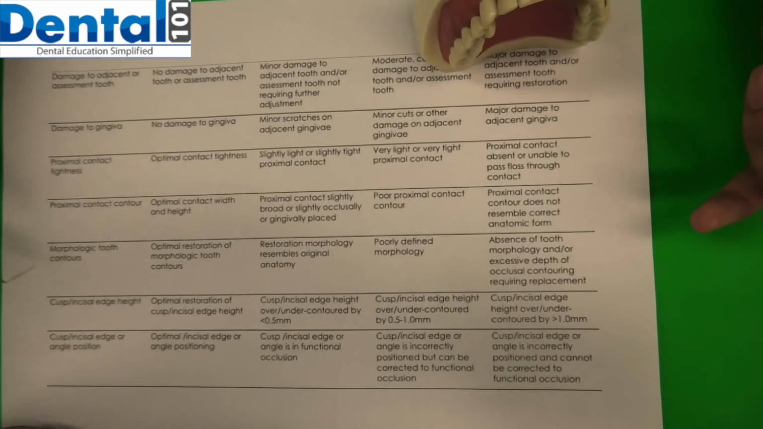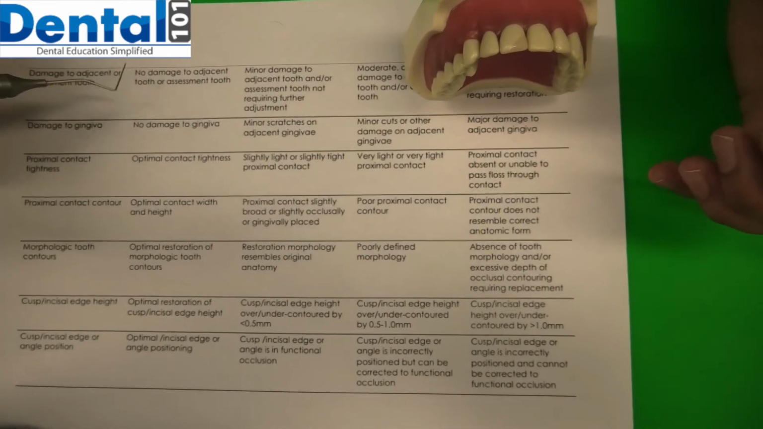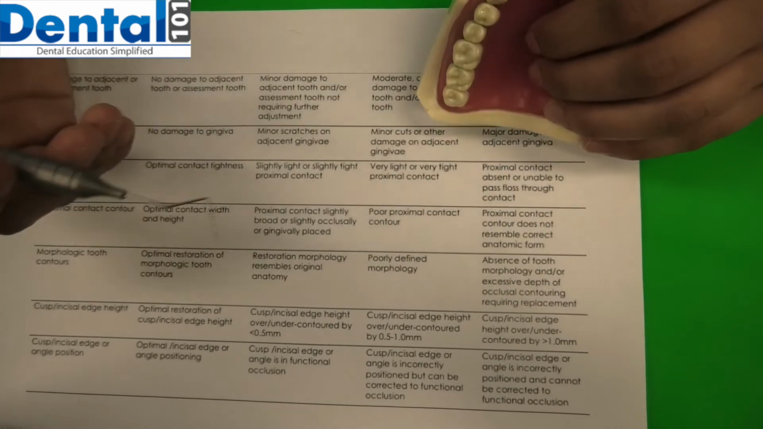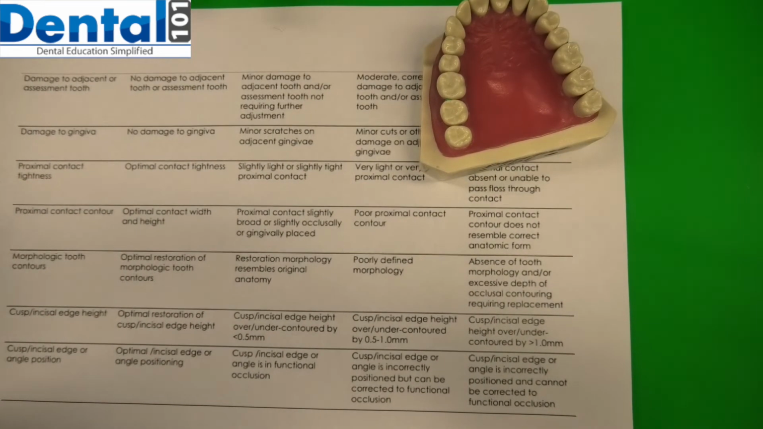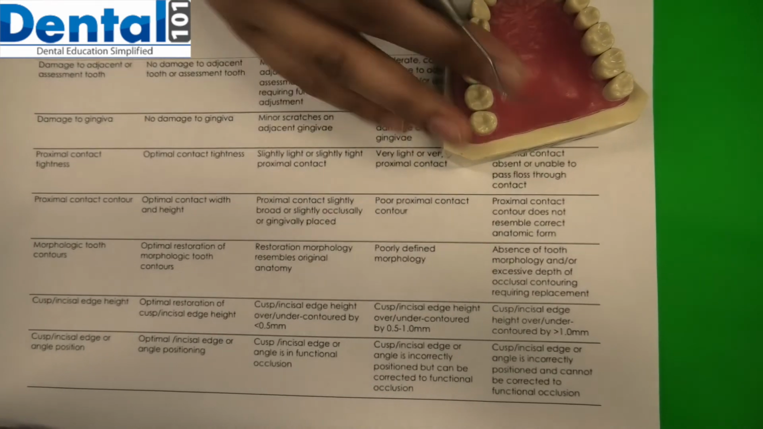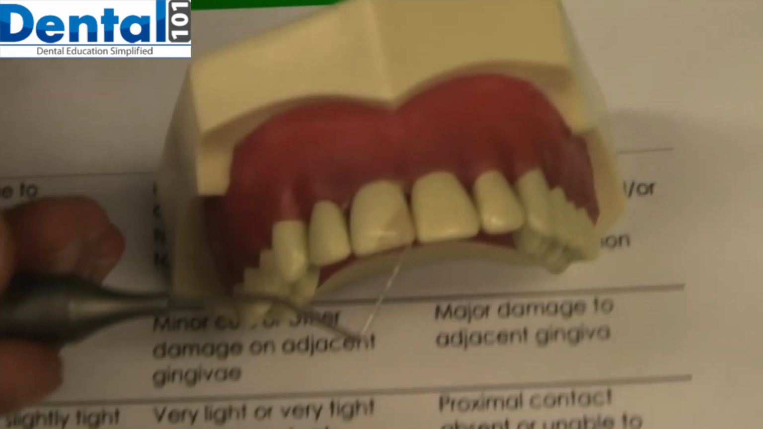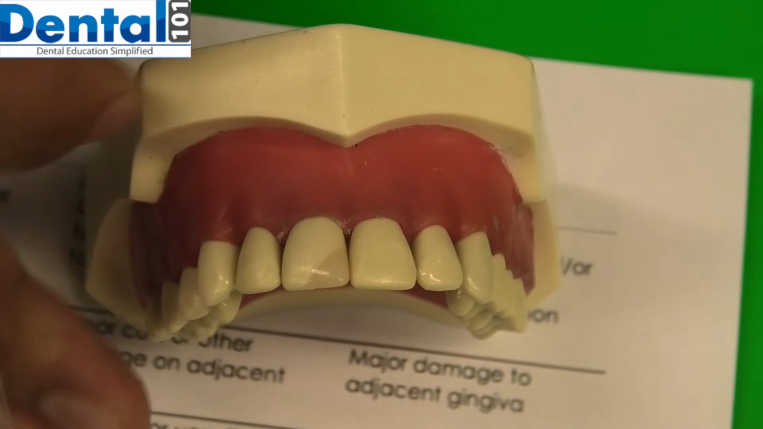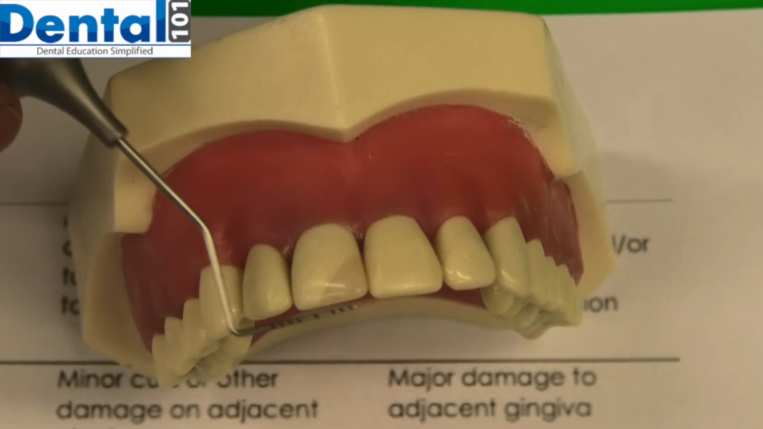And then we move to the next, morphologic tooth contours. According to the morphology, if your restoration has optimal restoration of morphological tooth contours, especially in the back teeth and the overall morphology of the occlusal surface, if it follows the morphology of the tooth structures, we will check that in back teeth, and in the front teeth we will check how the contours of your buccal and palatal surfaces follow the original anatomy of the tooth. So we will check for that. If it is optimal restoration of morphological tooth contours, then it will come under very good.